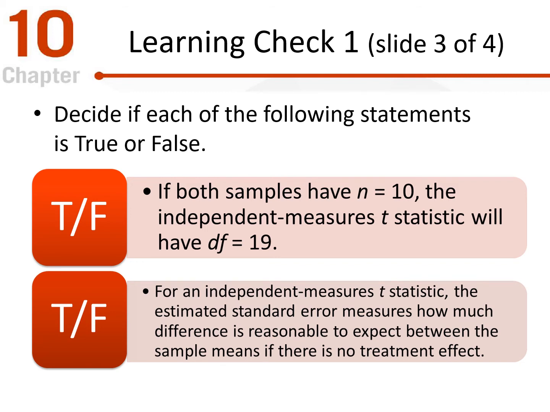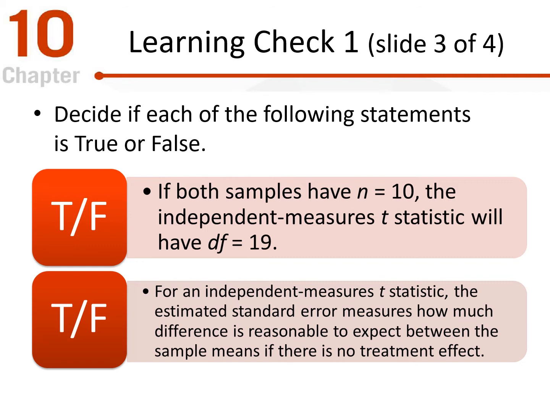And for the second question, for an independent measure t-statistic, the estimated standard error measures how much difference is reasonable to expect between the sample means if there is no treatment effect. And that's basically what it does, right? So the standard error of the difference between sample means is the average difference between two means taken at random from two samples, from a population where the null hypothesis is true. So there's no effect, right? So it's just basically error variance, random error. And that's what we have here is random error.